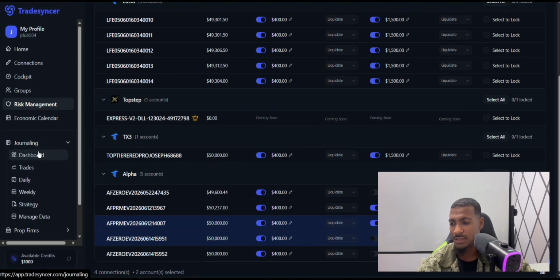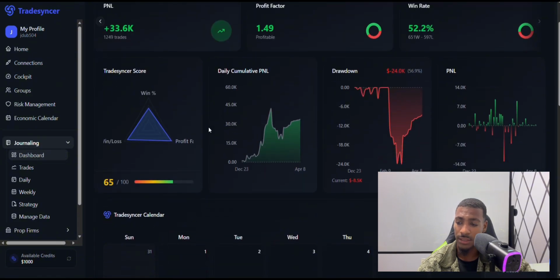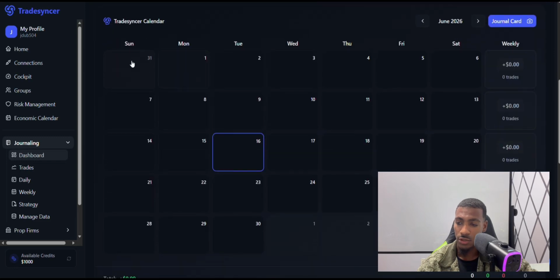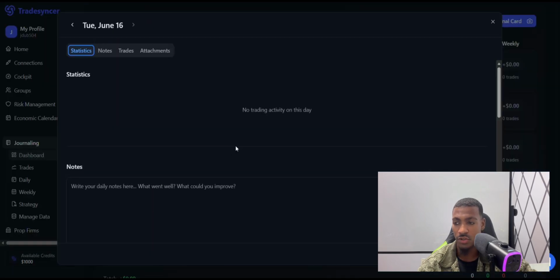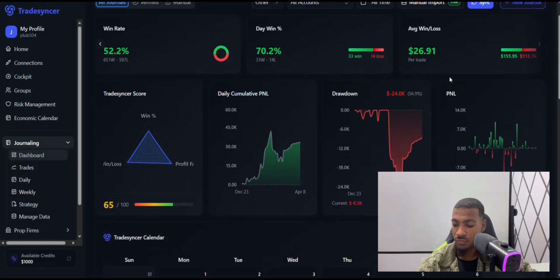My second favorite is the journaling, and that's the screen you saw in the beginning. These aren't my stats, but this is what it would look like. And when you link it up, you will have your winning days, losing days, and then you can click on it and journal from there. So those are the two main things that I do like about it.